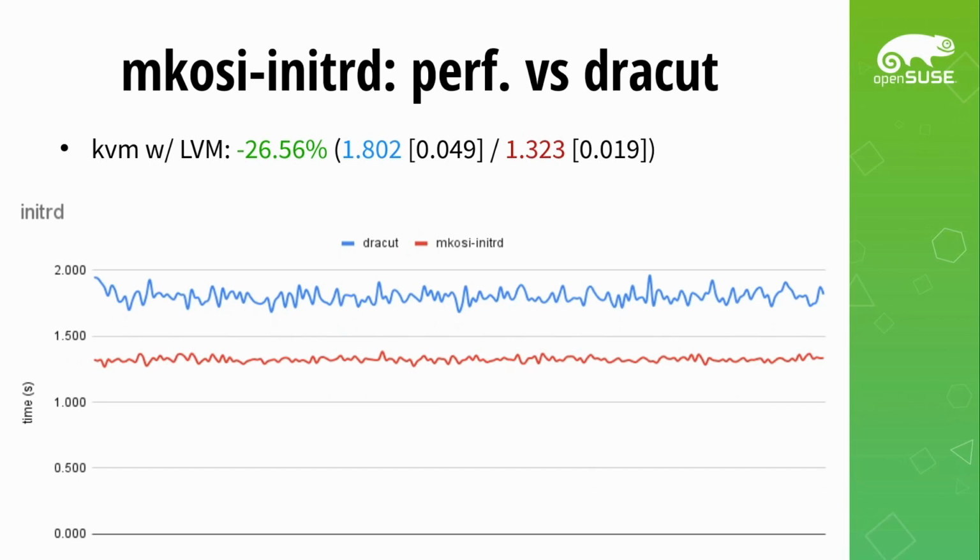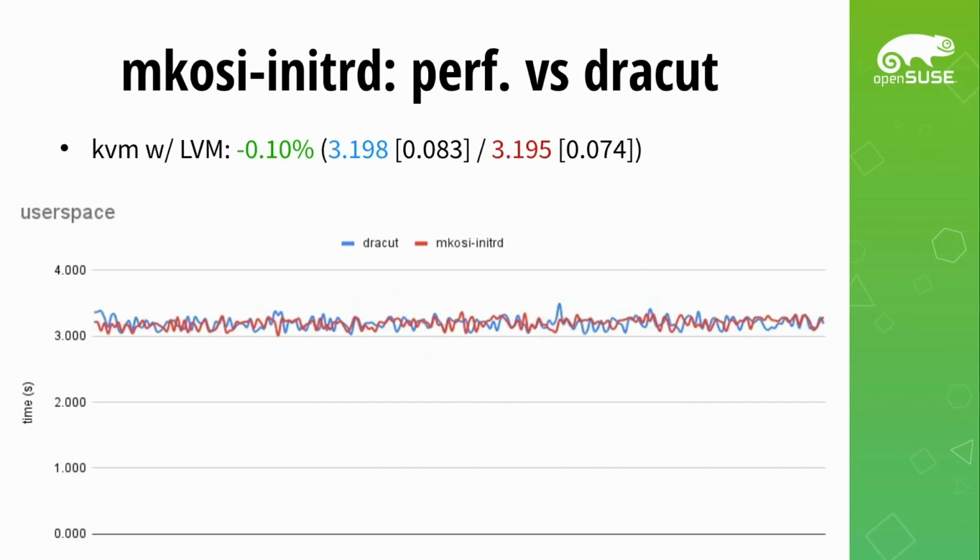With LVM, dracut takes 1.8 seconds in the initrd, while mkosi-initrd takes 1.3 seconds. That is an improvement of 500 milliseconds. As you can see, there is some variability in dracut. And the reason is, dracut has a custom implementation for LVM, and mkosi-initrd just installs the LVM package, and the system service starts early. And user space is very similar, nothing to say here.